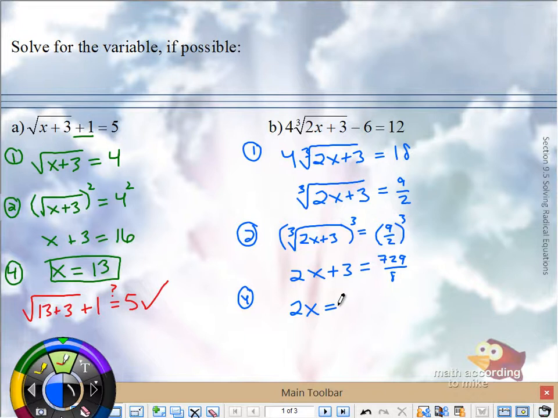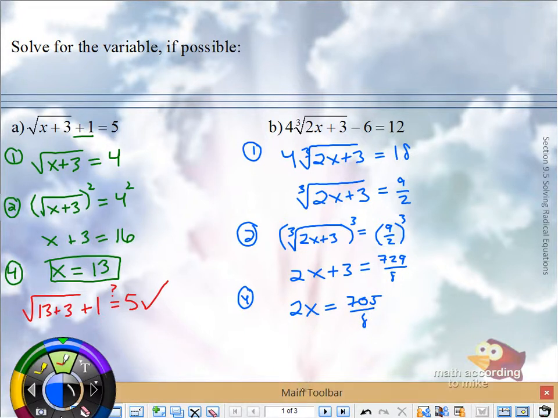What are you doing over there? What are you doing? You need a common denominator, yeah? 24. Yeah. So what's 24 thirds from 729 thirds? 705 over 8. Good.